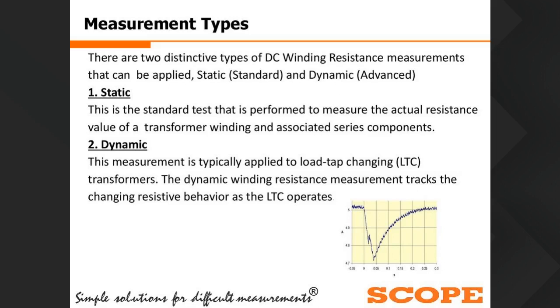So static winding resistance measurement is the measurement of transformer winding resistance at each tap step, and dynamic winding resistance measurement is to check the healthiness and operation of the on-load tap changer. That is to check the behavior of the on-load tap changer.